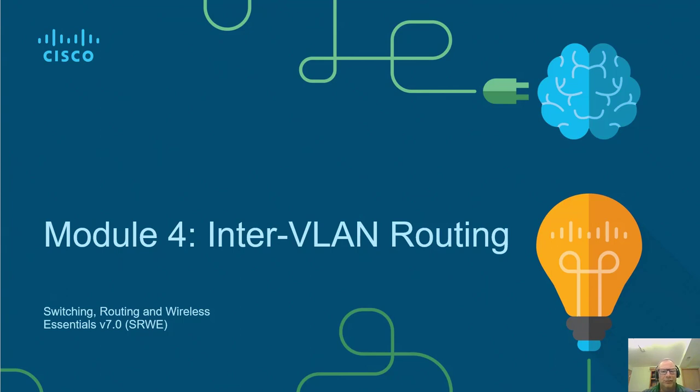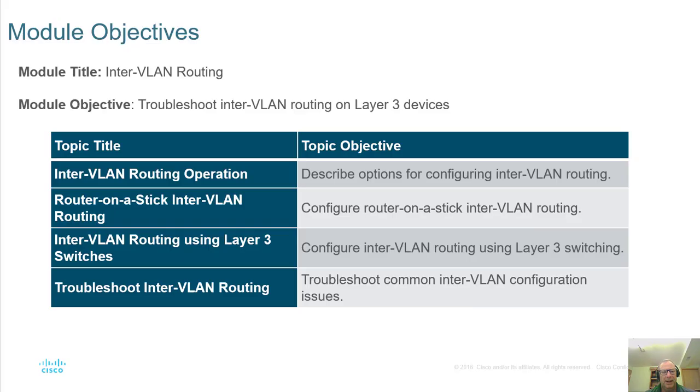CIT 1122 Module 4: Inter-VLAN Routing. This is a pretty short chapter because we only have one subject, and it really comes down to three different ways that you can set it up. Two with a router and one with a layer 3 switch. So we'll go through each one of those.